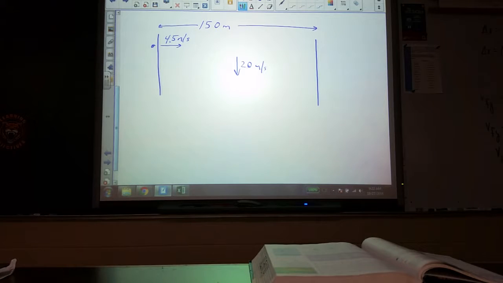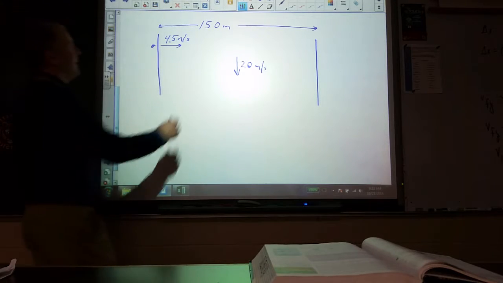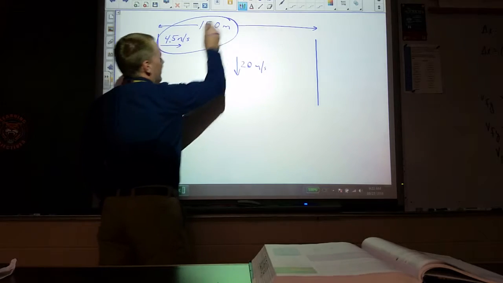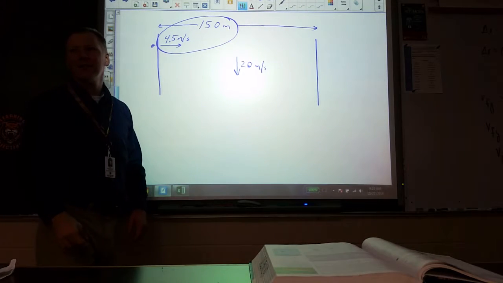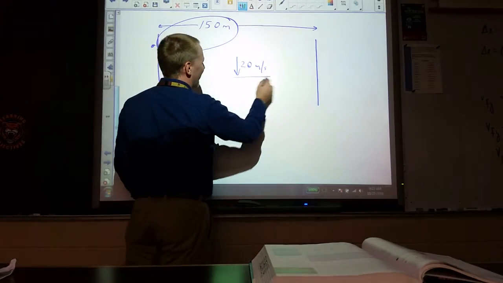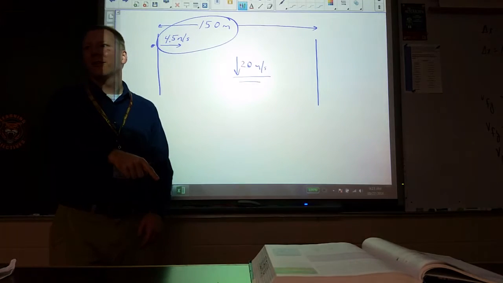33.0 seconds. How do you know? 150 divided by 4.5. Well, what about the 2? Keep going. That would just mean you go down farther. Doesn't affect how long it takes you to cross. Yeah. These are independent. So these two determine how long it takes you to cross. This one helps determine where you're going to end up.